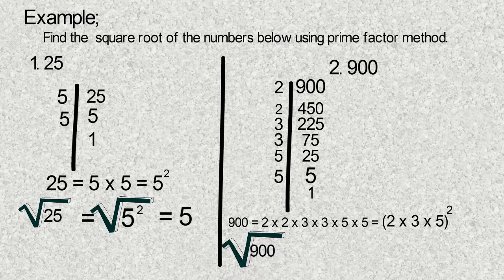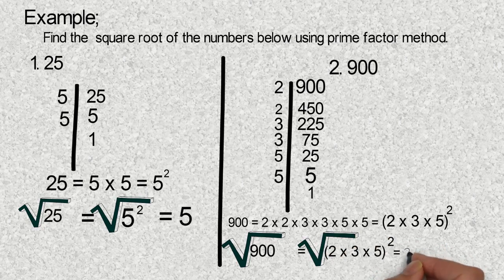So root 900 now will give us root of 2 multiplied by 3 multiplied by 5 all squared. So the square will cancel out the root. So I have 2 multiplied by 3 multiplied by 5, which will give me 30. I hope you understand this.